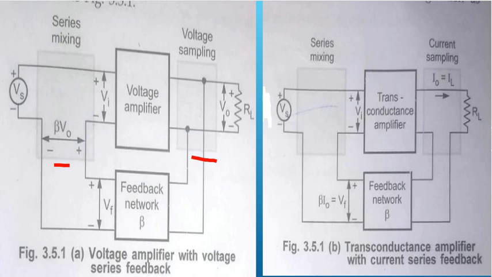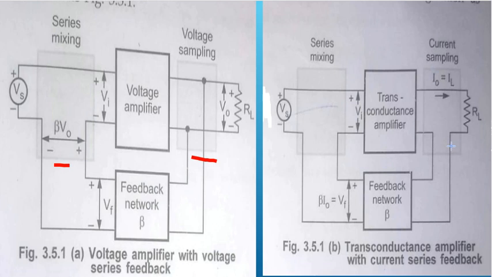For the voltage series feedback amplifier, the output resistance R0 is very low and the input resistance Ri is very high, because here we are using the voltage amplifier. The ideal values are R0 equal to 0 and Ri equal to infinity. Hence the basic amplifier is a voltage amplifier.